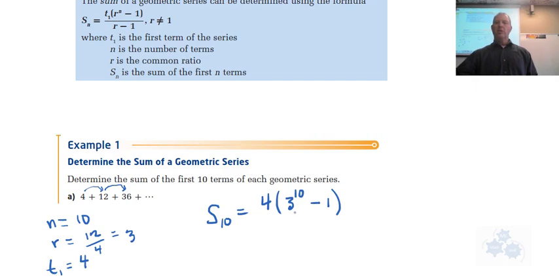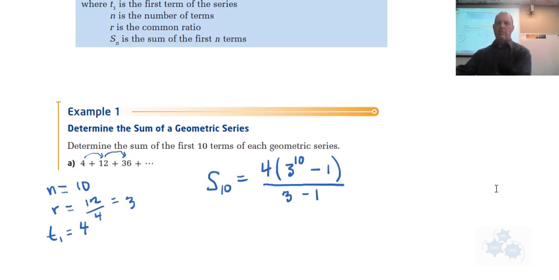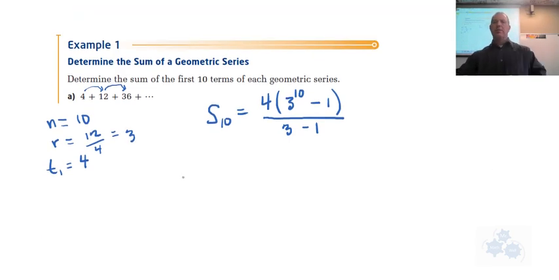Please don't, this is not the same as 3 to the power of 9, right? You understand that? It's not the same as 3 to the power of 9. You have to do 3 to the power of 10 first, and then subtract 1 from that. Divided by r minus 1. Okay, so that's how you put everything into that formula.